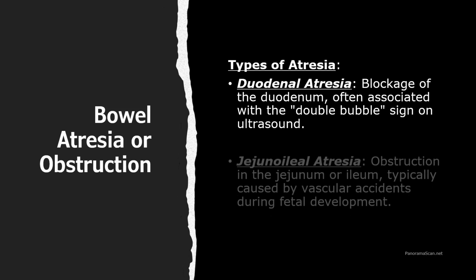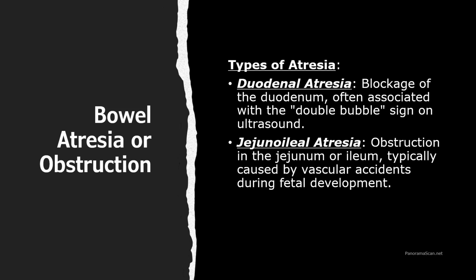Jejunoileal atresia affects the jejunum or ileum and is the most common form of small bowel atresia. It typically results from vascular disruptions during fetal development. They can lead to dilated loops of bowel and polyhydramnios on ultrasound.